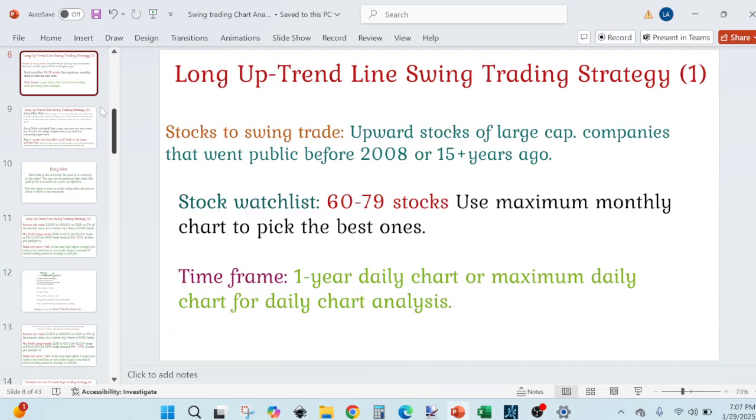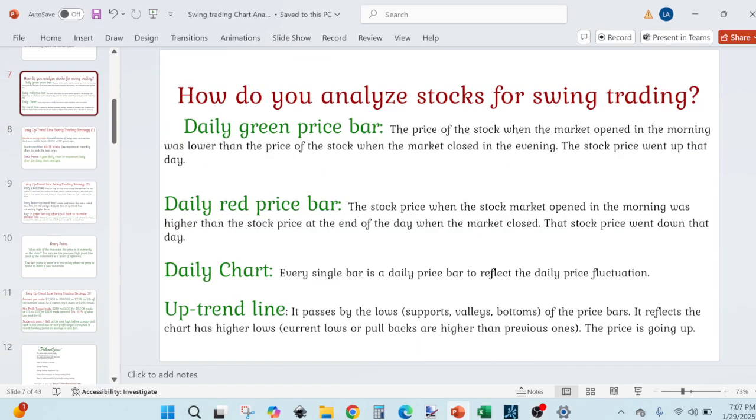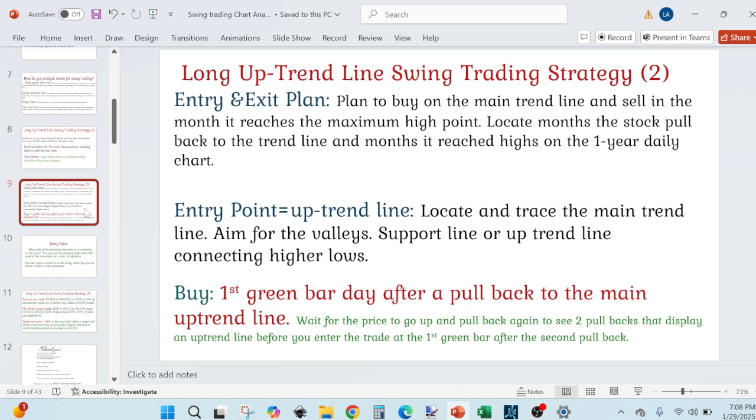So it's good to have, we talk about the green bar and the price bar, and you can analyze your chart on a daily chart to buy, to sell. You can use the daily chart. So it's good to take the time to gather the stocks, to create your watch list. And for the time frame, you use daily chart.